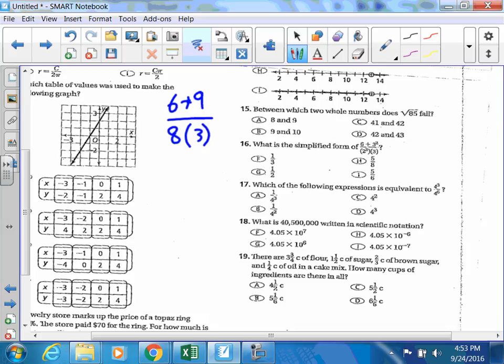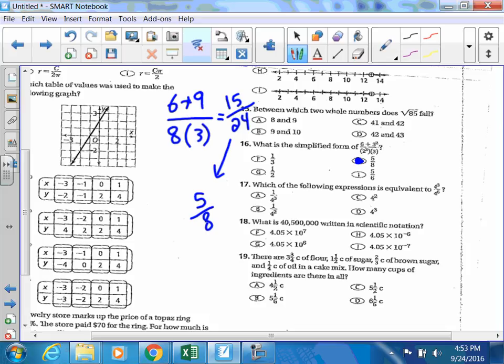The top and the bottom are basically separated, so I can go ahead and add the top, which is 15, and then I'll go ahead and multiply the bottom, which is 24. 15 over 24 can be reduced down. Divide each of the numerator and denominator by 3, and you get 5 over 8, which is your answer. That is H.